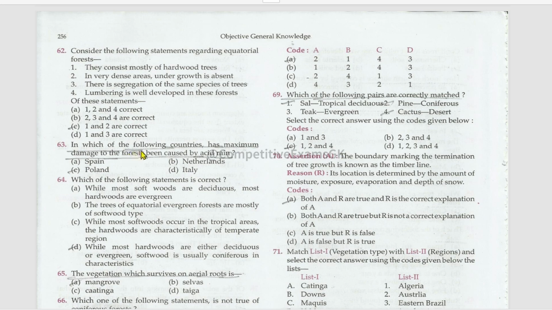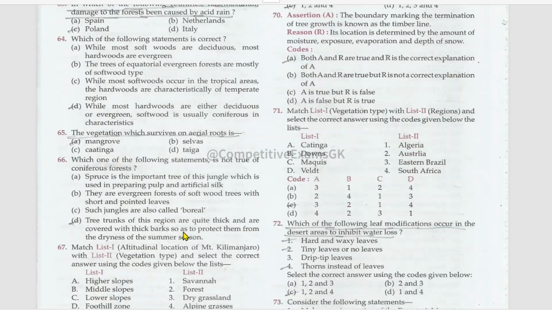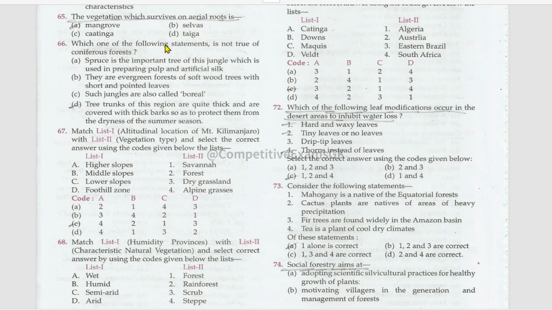In which of the following countries has maximum damage of the forests been caused by acid rains? In Poland. Which of the following statements is correct? While most hardwoods are either deciduous or evergreen, softwood is usually coniferous in characteristics. The vegetation which survives on aerial roots is mangrove. Which one of the following statements is not true of coniferous forests? True, trunks of this region are quite thick and are covered with thick barks so as to protect them from the dryness of the summer season.